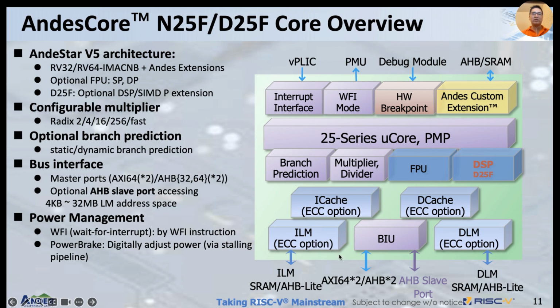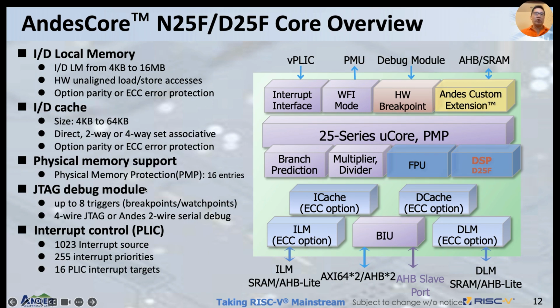The bus interface includes two AXI64 or two 32 or 64 HP bus interfaces, and an optional AHB slave port to access the ILM or data local memory. For power management, it supports the wait for interrupt instruction so that the processor will enter idle mode until a new interrupt comes in, and then wake up to process that interrupt. It supports a power brake technology, which can digitally stall the pipeline to reduce the processor performance, but can achieve power saving with this technique.